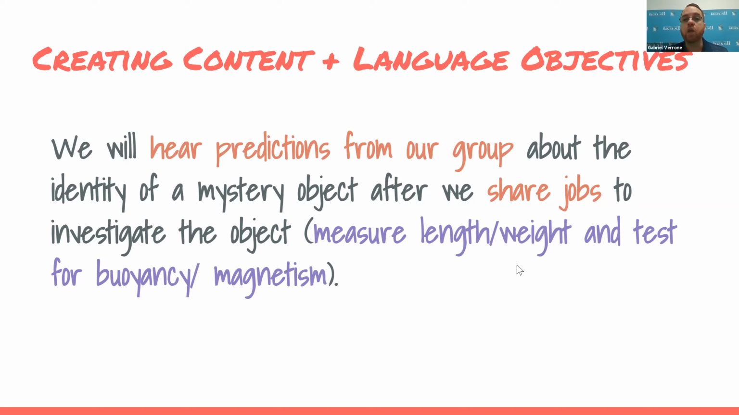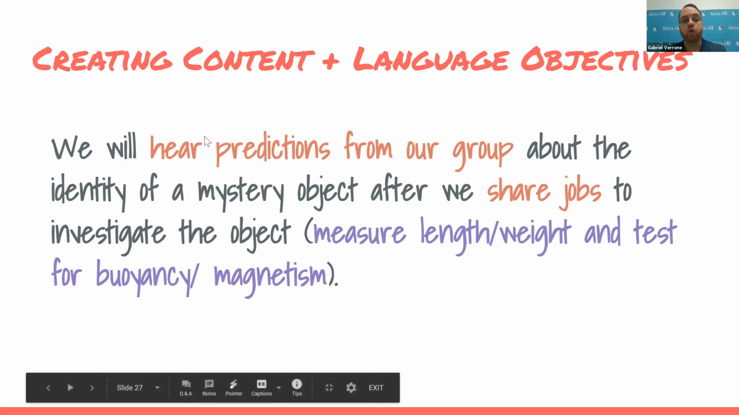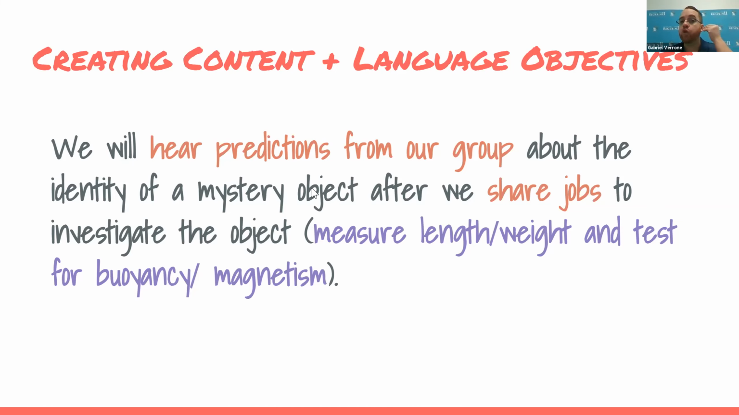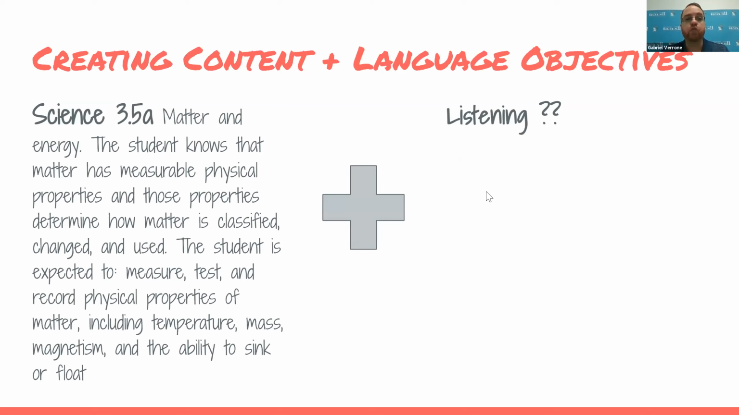So groups are going to orally make predictions. Again, there's really more than one modality being used here, right? They're speaking, but what I really want children to focus on is hearing those predictions, right? Taking what they hear from other students and trying to make it into comprehensible input. And I'm going to tie that specifically to key vocabulary for testing physical objects, which is length, weight, buoyancy, and magnetism. Make sense?